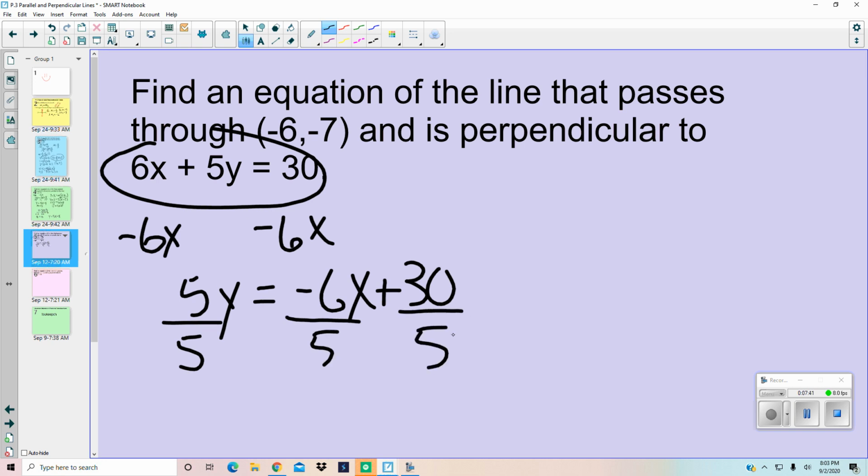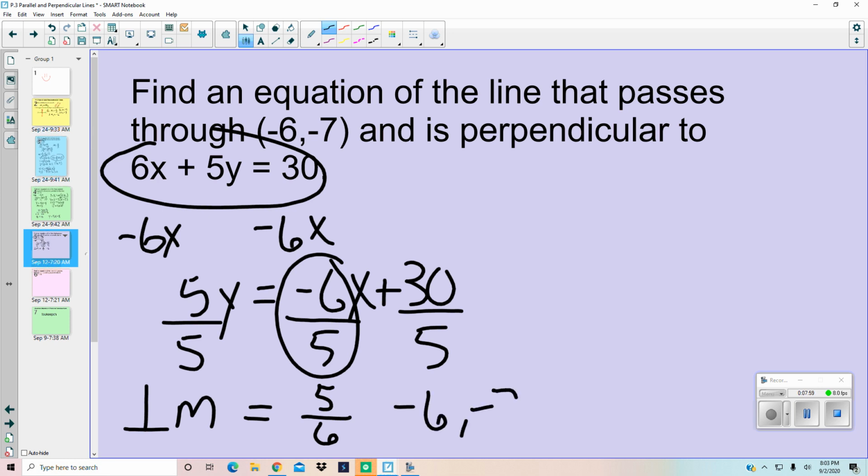So now you can see my slope is -6/5, but I want the perpendicular slope. So that's going to be the opposite reciprocal. So I take the reciprocal and the opposite sign. So that's going to be 5/6. Then I use the point, -6, -7.